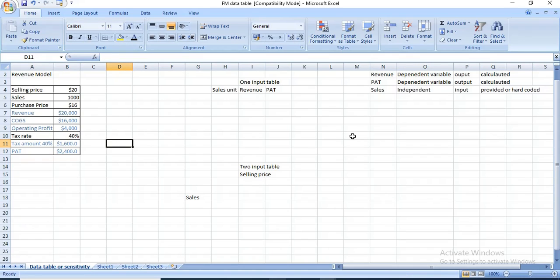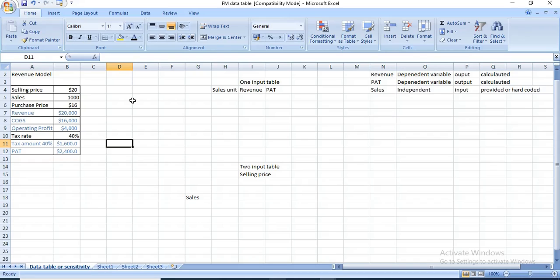So in the blue cells you can see these are your dependent variables or output which you have calculated in the Excel or wherever. And then you have some other values which are your independent variables, or you can say these are the inputs which you have provided to Excel. You didn't calculate them, you have them like fixed.